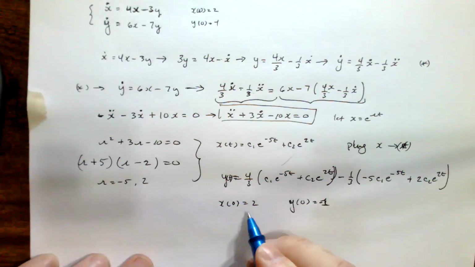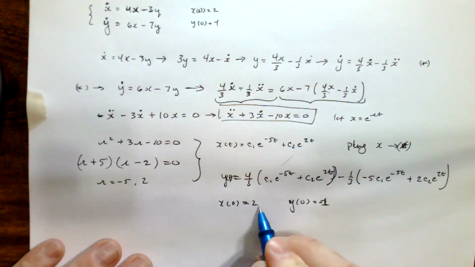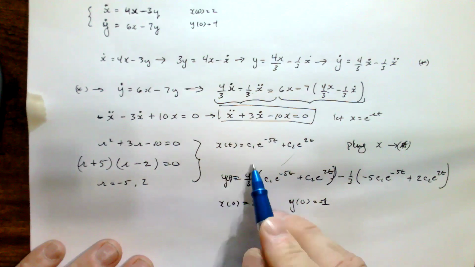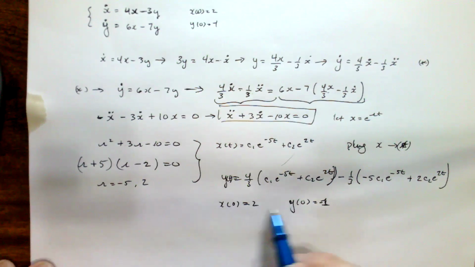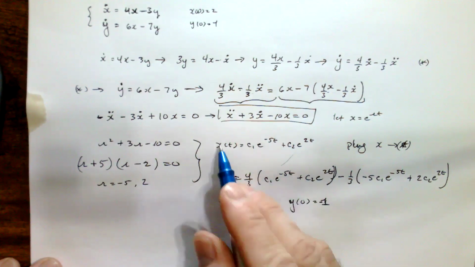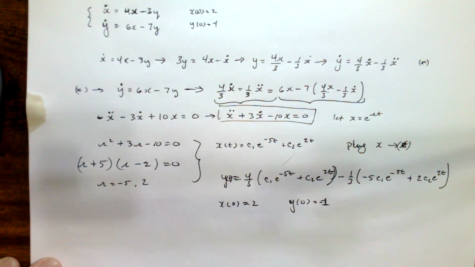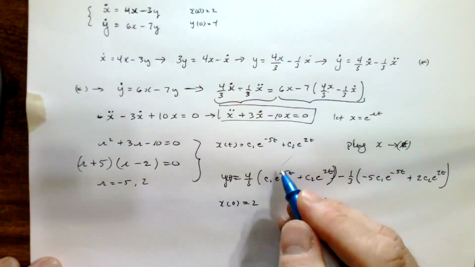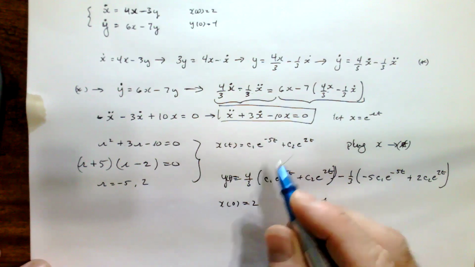So now that we have the initial conditions and our two equations, we can plug in the value 0 for t, setting this equal to 2 and this equal to negative 1. We get equations for c1 and c2, then substitute and solve.